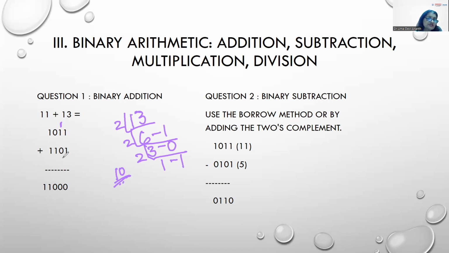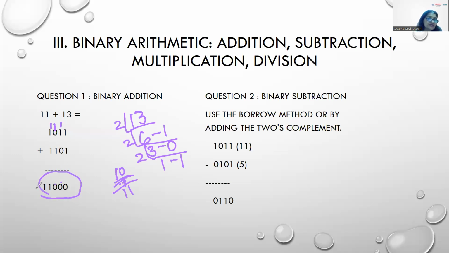So 1 plus 1 is 2. 2 again is written as 10. So we write this 0 and carry over 1 over here. So again we have 1 plus 1, which is 2. So we write the 0 and carry over the 1. Now we have 1 plus 1 plus 1. So 1 plus 1 is 2, which is 10. 10 plus 1 means it is 11. So we write the 11 over here. So this is the answer.